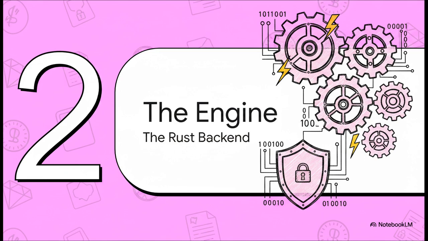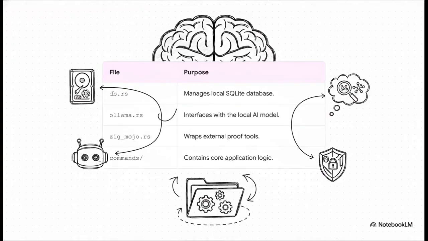All right, let's pop the hood and get into the engine room. This is the back end, built in Rust, and it's where all the serious number crunching and heavy lifting happens. It's the power behind the entire operation. Think of this as the schematic for the engine. Everything is organized in that commands folder. That's the main control unit.